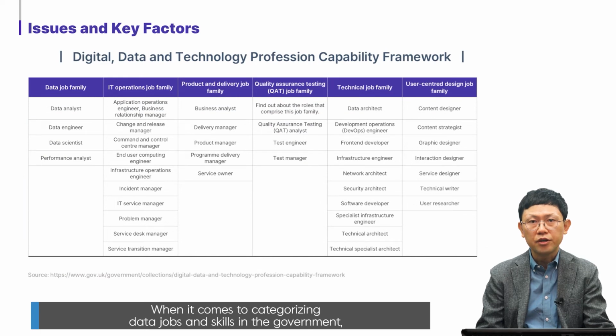When it comes to categorizing data jobs and skills in the government, the UK example can help. The UKCS presented the Digital Data Technology (DDAT) Profession Capability Framework in 2017. As part of the UK government's digital transformation strategy in 2017, the roles and skills required for digital jobs in the government are presented. In this framework, 5 job families and various sub-positions are suggested.